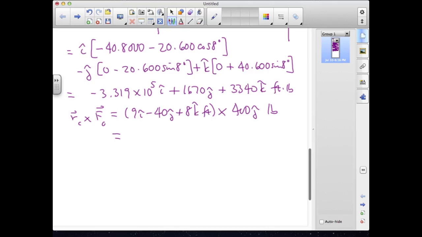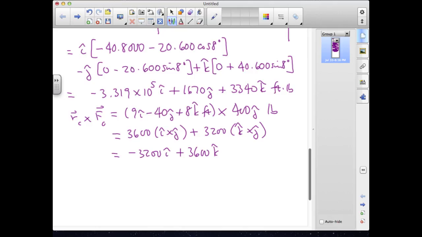And that gives us, from the first term, 3,600 on I cross J. And then the last term, we have 3,200 on K cross J. And using the fact that I cross J is K and K cross J is minus I, we have that this is minus 3,200I plus 3,600K foot-pounds.